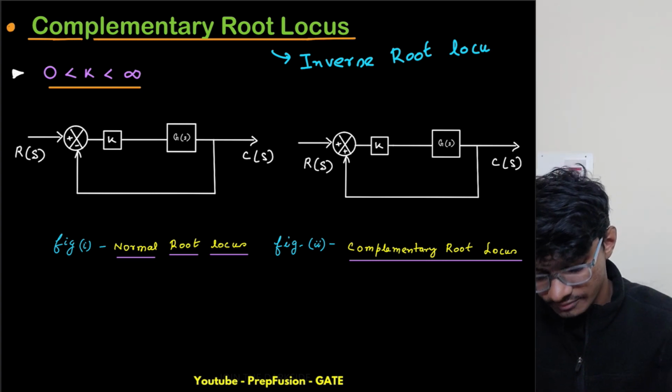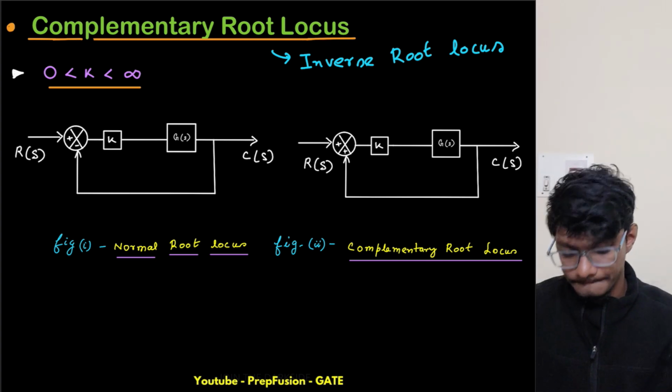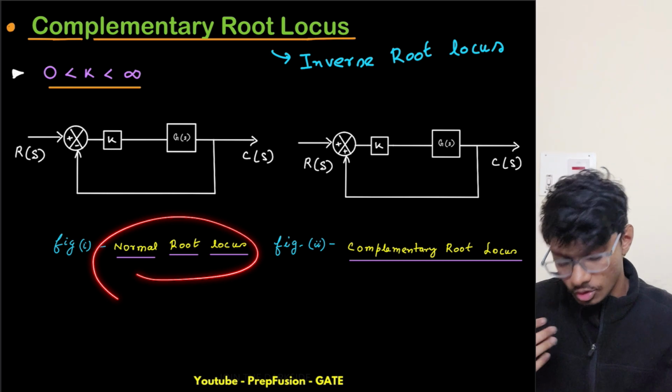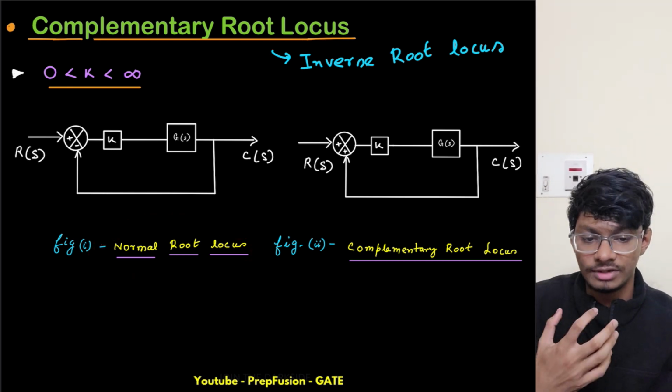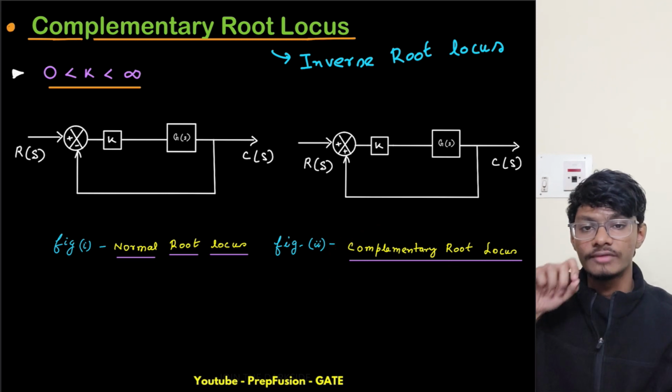So this is also called inverse root locus basically, right? You can name this anything. Here, this is normal root locus because I have negative feedback. And this will be complementary because overall I have positive feedback.